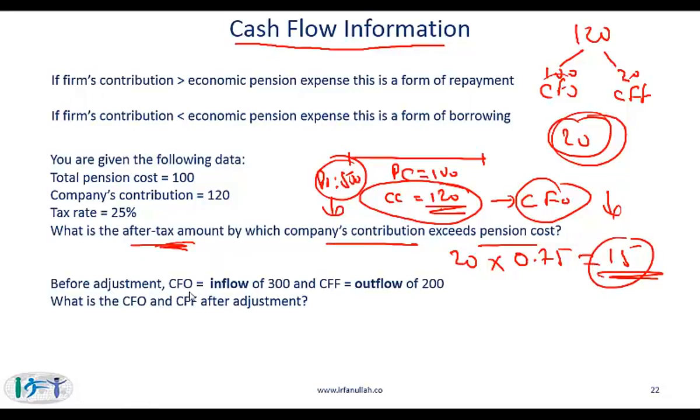Now if we connect back to our scenario, let's say over this period, before adjustment, the reported CFO is 300. In this reported CFO, the entire amount was shown as an operating outflow. But we've just established that that entire amount ideally should not be shown as operating. Some of it should be put in the CFF bucket. How much? On an after-tax basis, 15. So after adjustment, the CFO should go up to 315. The inflow, remember CFO is given as an inflow, so we have a higher inflow.